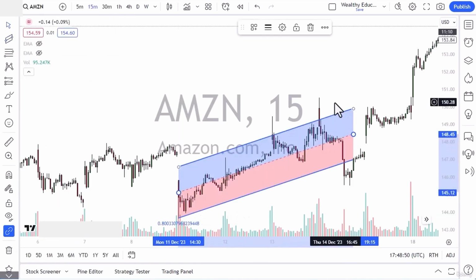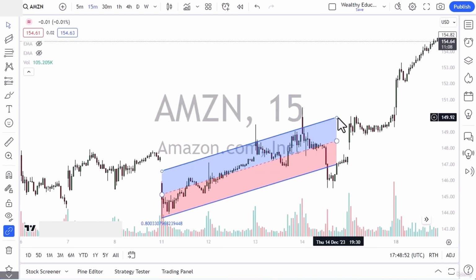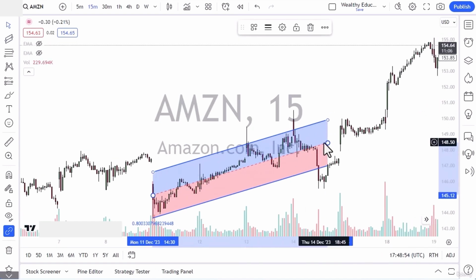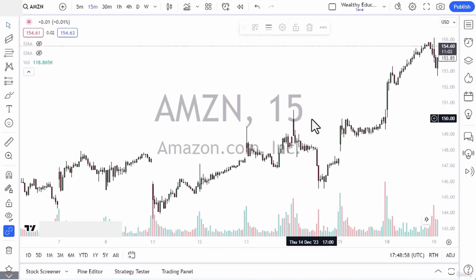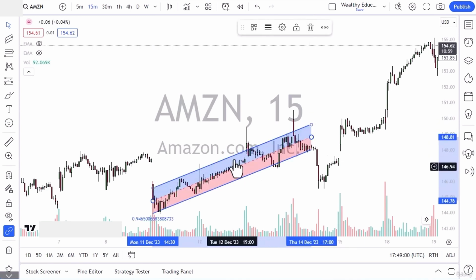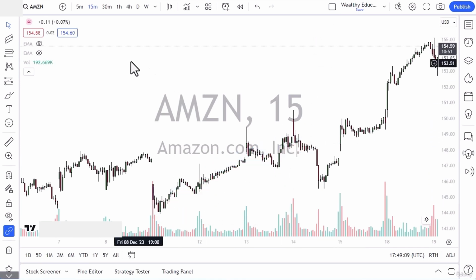So, for example, you could use like a 15-minute Amazon chart, and you can see the range there. You'd be a buyer up here, you'd be a seller down there until you get to that line. You'd be a buyer until you get to that line, and so on.